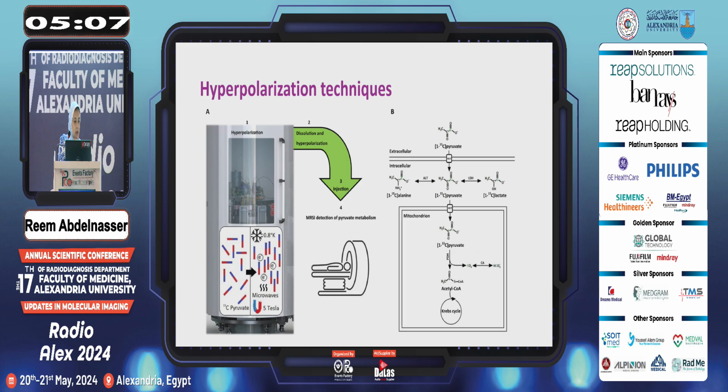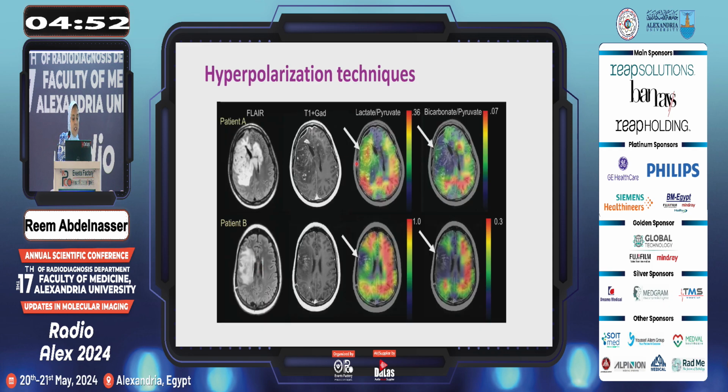This is the machine where hyperpolarization occurs, and as we said, the carbon-13 pyruvate will be subjected to a microwave source, and multiple free electrons will be coupled to the carbon-13, augmenting its signal. These are images of two patients presenting with glioblastoma multiforme post-management, one with a progression of the tumor and one with stable disease.